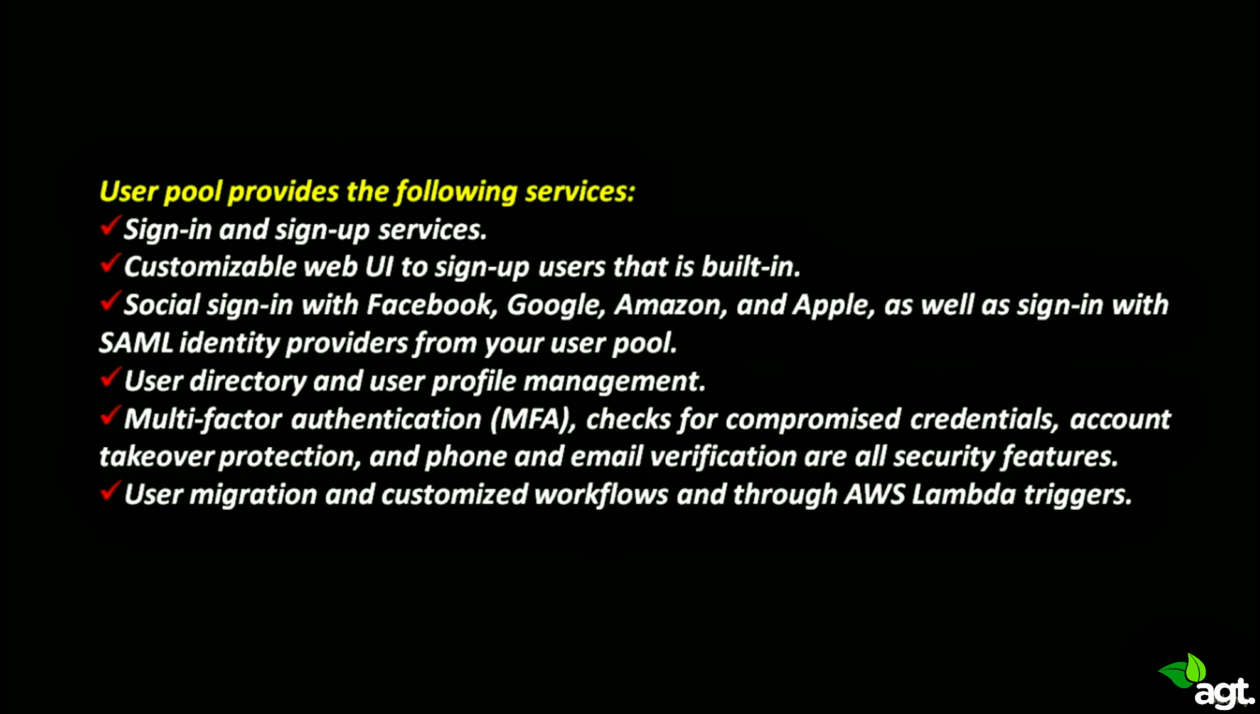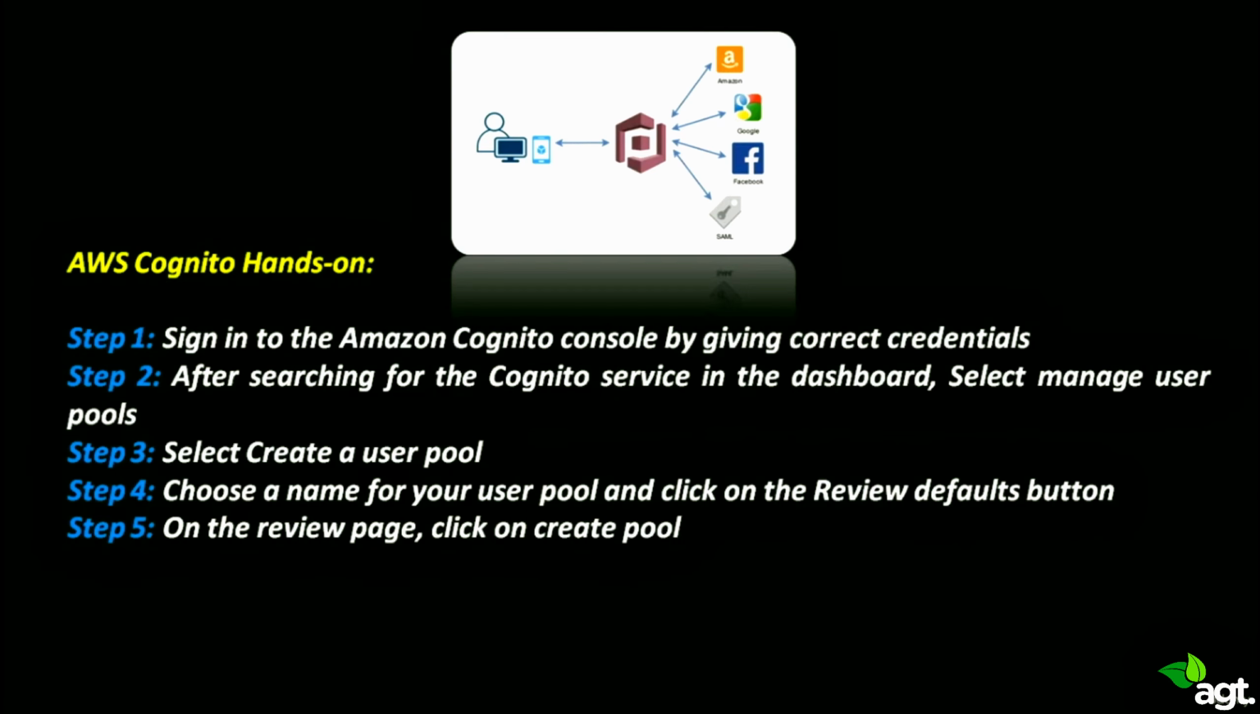And the user pool provides the following services. Number one is sign in and sign up services, with a customizable built-in web user interface to sign up users. Also sign in with Facebook, Google, Amazon and Apple, as well as sign in with SAML identity providers from your user pool. And user directory and user profile management, and multi-factor authentication, because it checks for compromised credentials, account takeover protection, and phone and email verification. All security features are available here. User migration and customized workflows through AWS Lambda triggers.